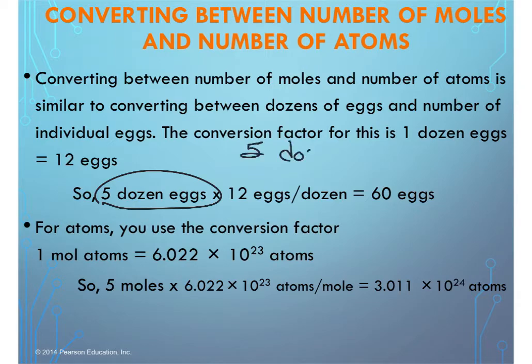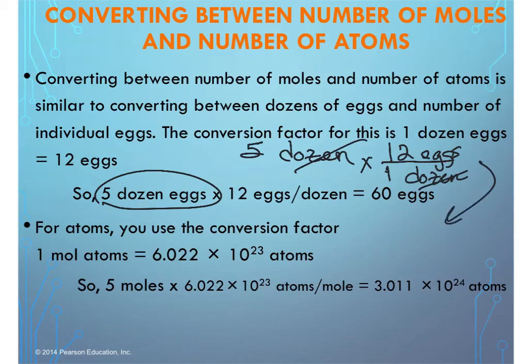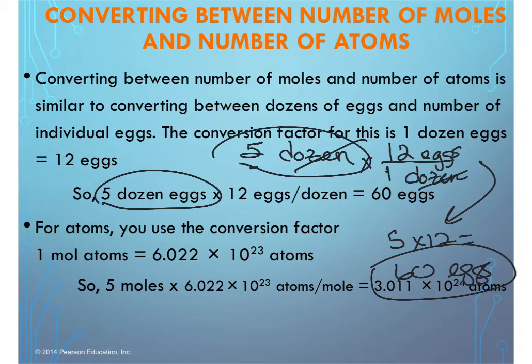But to show you in slow motion what that conversion looks like, because that's what we'll have to be doing with mole calculations. If you have 5 dozen and you want to know how many individual eggs that is, you would use the conversion factor. You know that in 1 dozen eggs, there are 12 individual eggs, right? And all you're doing when you do that mental math is multiplying 5 times 12. So there are 60 individual eggs in 5 dozen eggs.